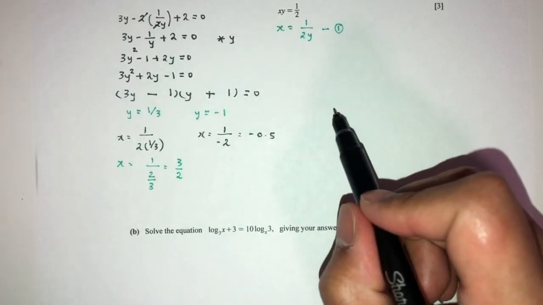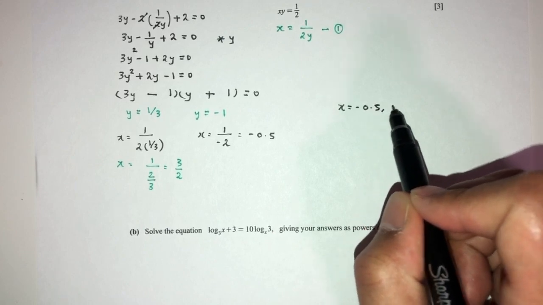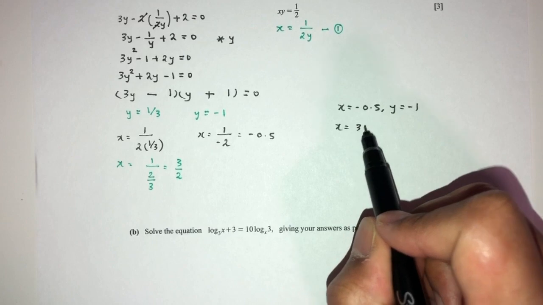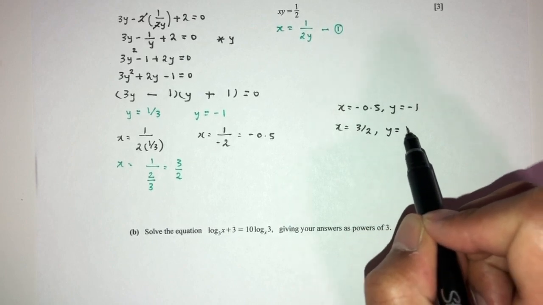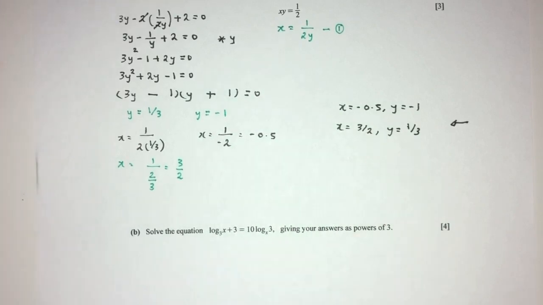So let me write this down. We have 2 possible solutions. When x is equal to minus 0.5, y is equal to minus 1. When x is equal to 3 over 2, y is equal to 1 over 3. So this is my solution for question number 3a.